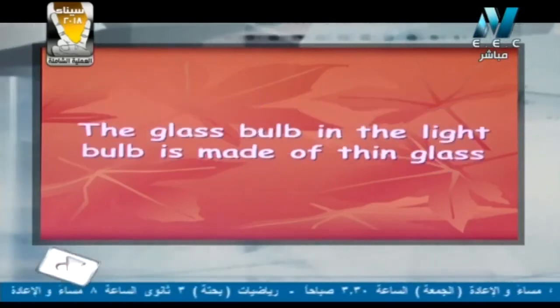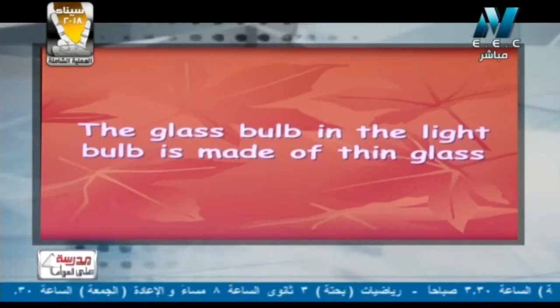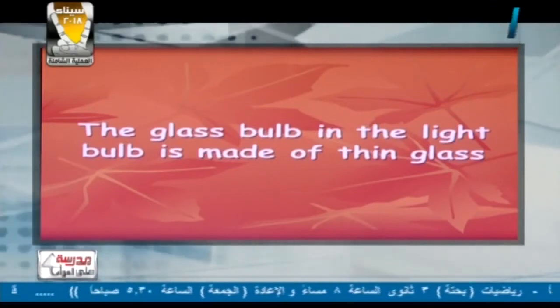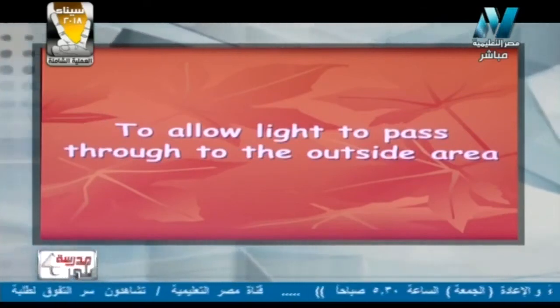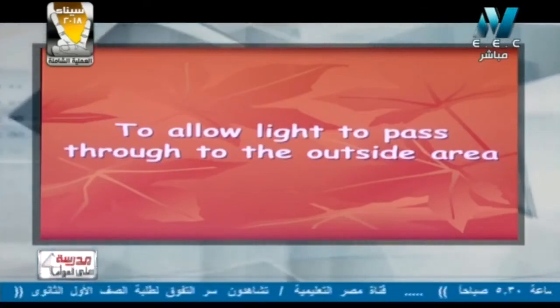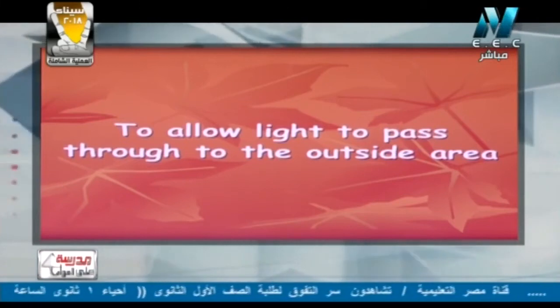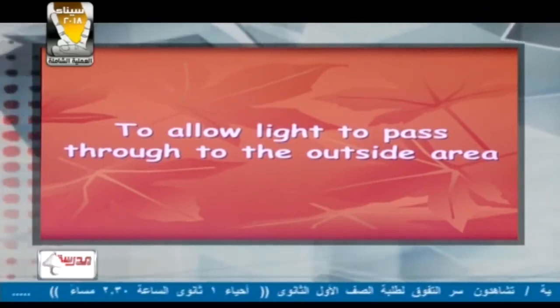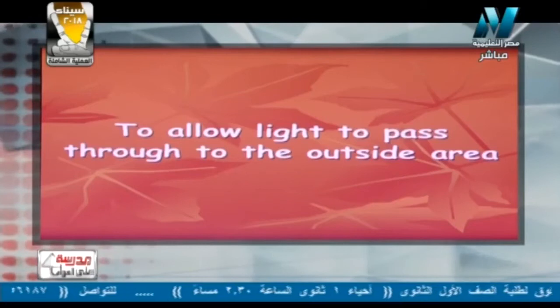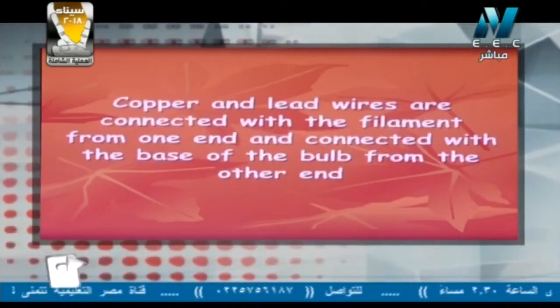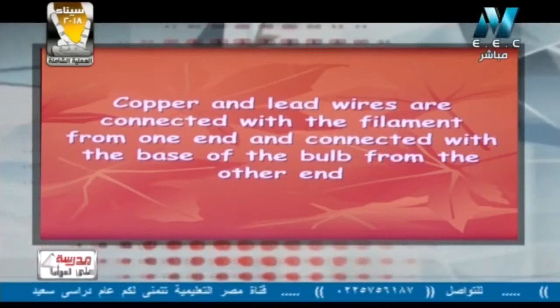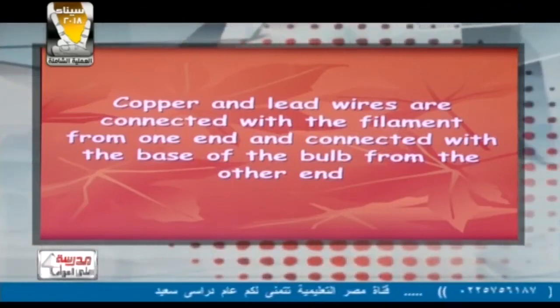The glass bulb in the light bulb is made of thin glass to allow light to pass through the outside area. ليه الجلاس لازم يكون thin يعني رقيق، مش تخين، يعني ما يكونش سميك عشان يسمح بمرور الضوء لخارج المصباح الكهربي. Copper and lead wires are connected with the filament from one end and connected with the base of the bulb from the other end.